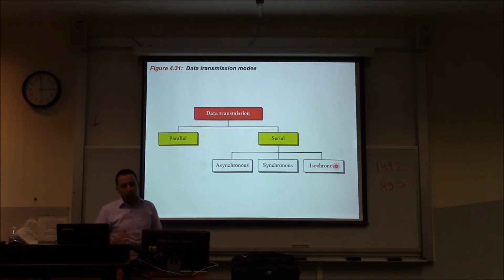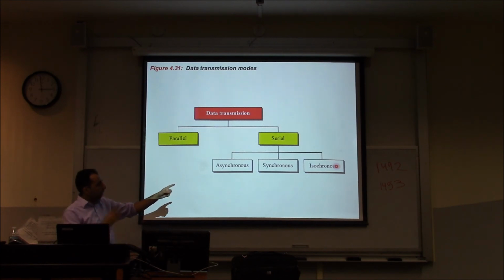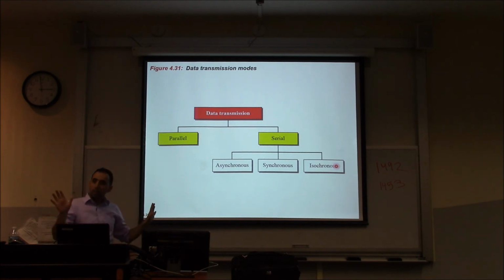So that is isochronous. Isochronous is timing and keeping the data rate fixed for the whole duration of the transmission. Synchronous is only synchronizing the time. Asynchronous doesn't care about any of these. It says only send me the bytes. I don't care about the data rate. I don't care about how fast the communication is.